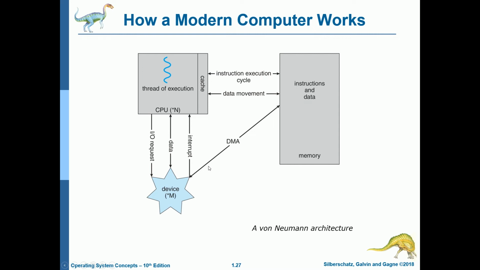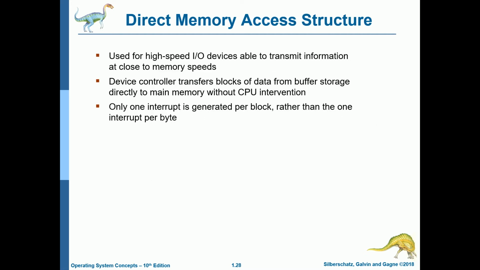Now this I/O device might also have direct memory access that can quickly transfer this information from the device to here. Now, direct memory access is used for high-speed I/O devices that are able to transmit the information at a very close memory speed. Device controllers transfer the blocks of information from the buffer storage directly to your main memory without having to use the CPU. Now, only one interrupt is generated per block, rather than one interrupt per byte.